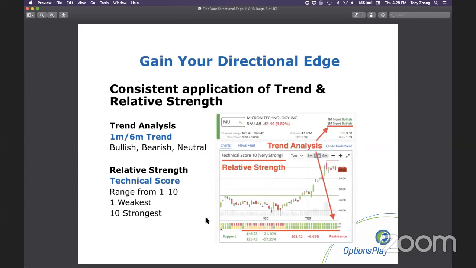So how do you actually gain a directional edge if you look at trend and relative strength? Now, the key here with relative strength and trend analysis is not necessarily which form of trend analysis you do. I talked about using moving averages as one way. Trend lines and channels are a different way. You can use all different forms of moving averages. And the key here is not necessarily which one you use, but how consistently you use the same one.